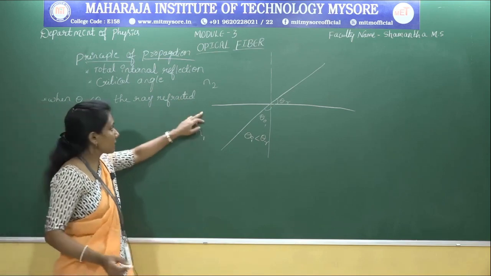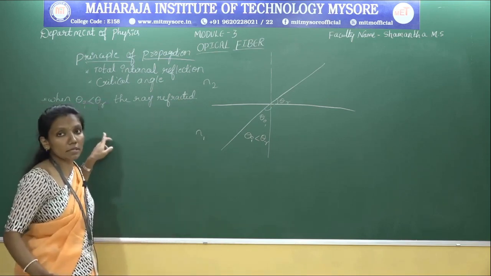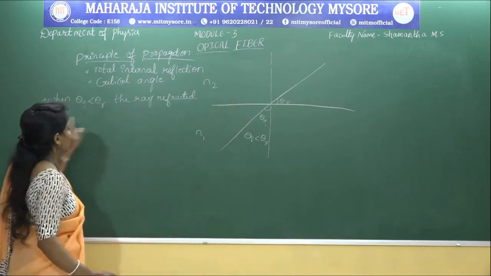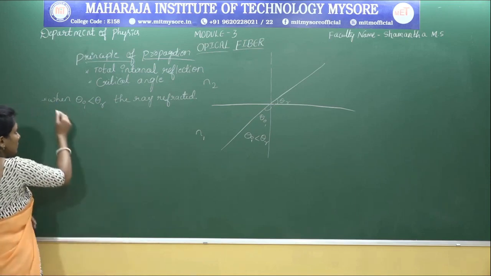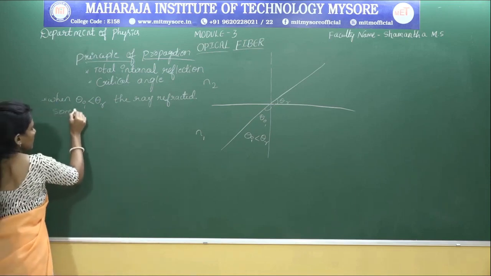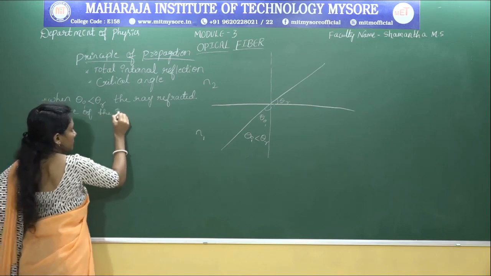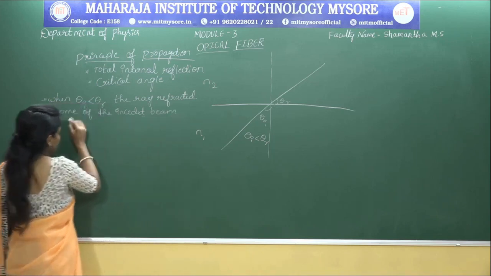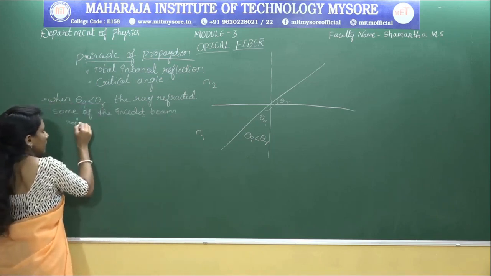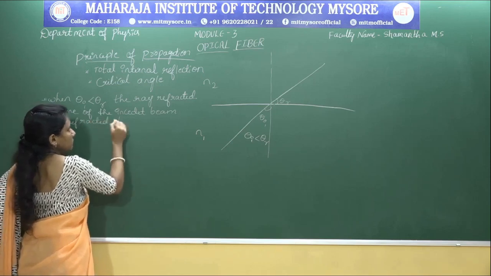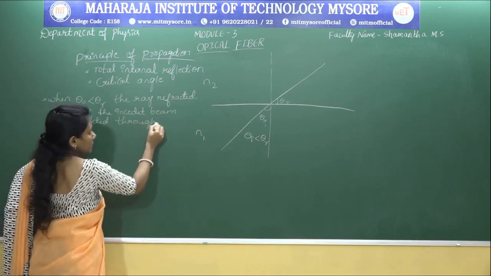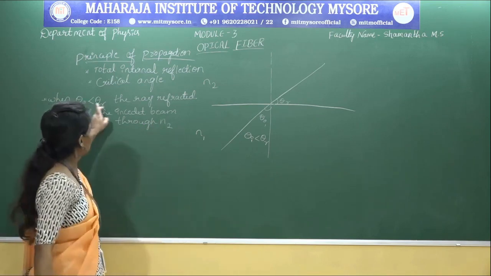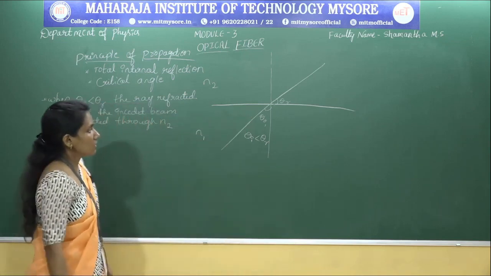So the ray gets refracted and some part of the incident beam is refracted through the rarer medium N2. So, this is when theta i is less than theta r.